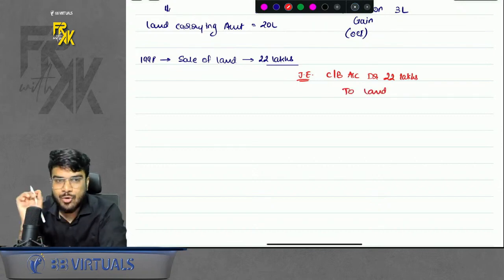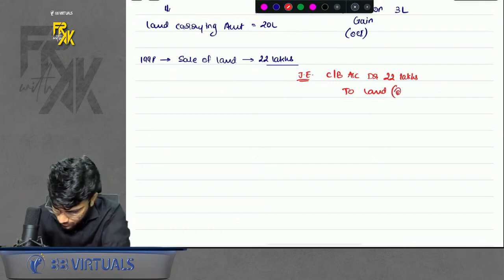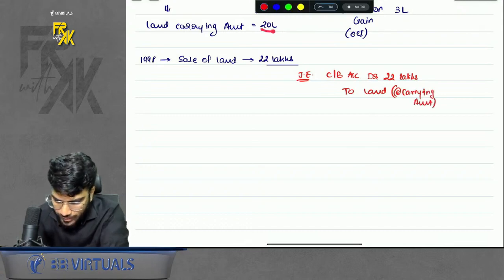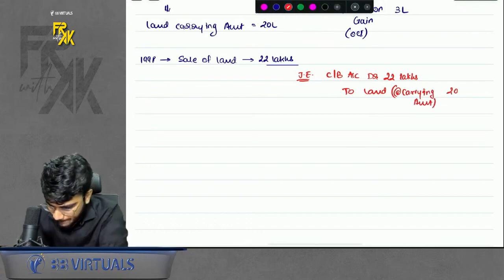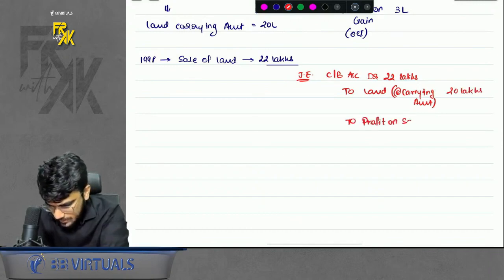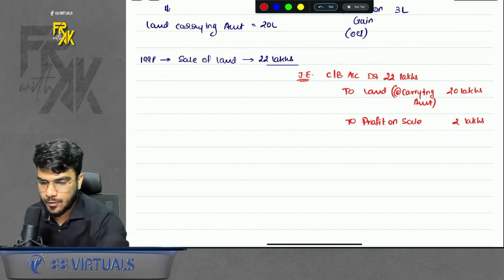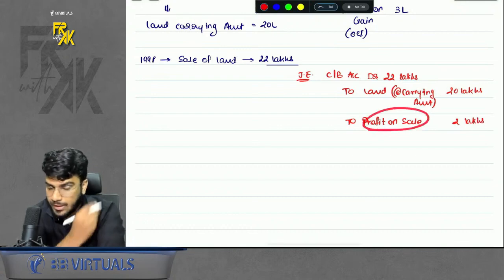Whenever the land is going out, it will be done at carrying amount. So we will say land at carrying amount. What is the carrying amount of land? It was 20 lakhs. To profit on sale 2 lakhs. Now my important question to you is, where will this profit go?